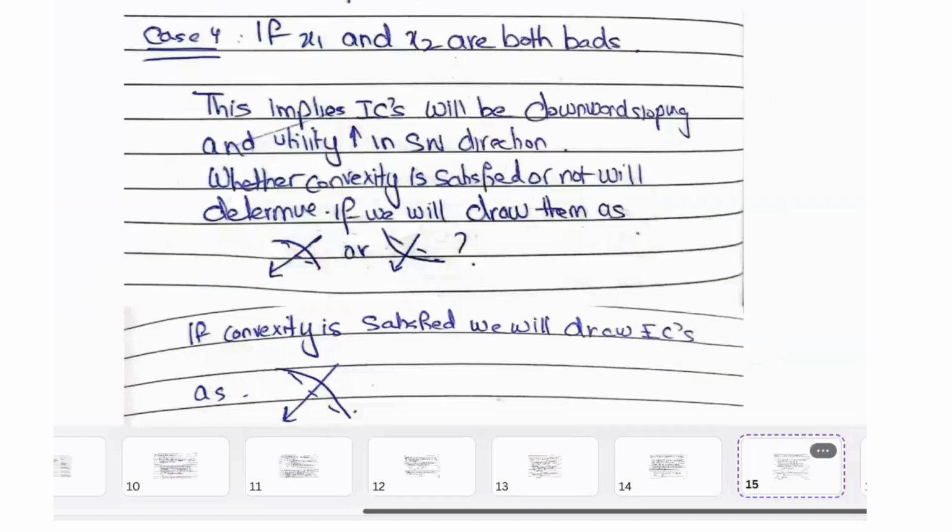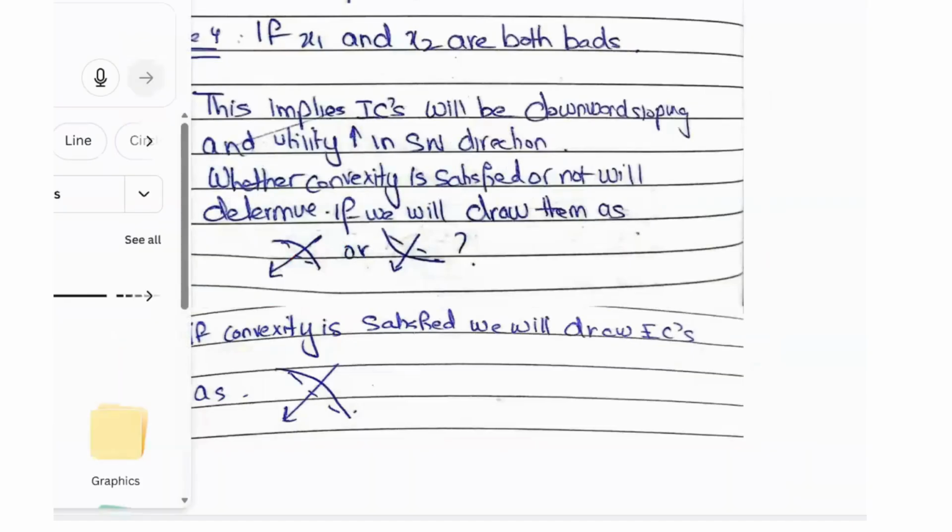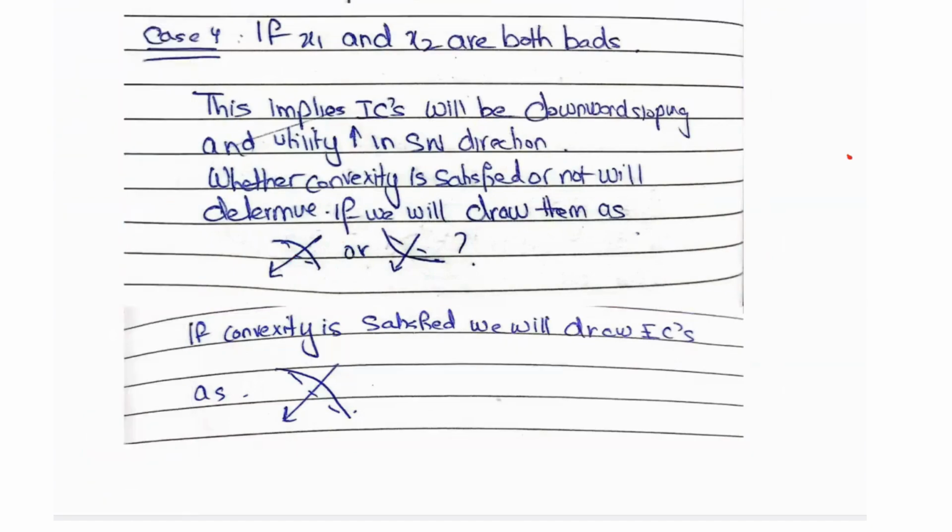And if you look at the last case now, where x1 and x2 are both bad, we've already looked at how this implies that ICs will be downward sloping. This is something we discussed in the monotonicity part, and utility increases in the southwest direction. So we know the downward sloping IC has utility increasing in the southwest direction. But now, depending upon whether convexity is satisfied or not, we determine whether we plot them like this or like this. If I make them like this and I take any two indifferent extreme bundles in an IC, we know their weighted average is represented geometrically as this line joining them.